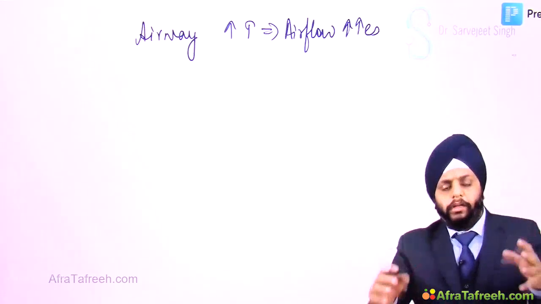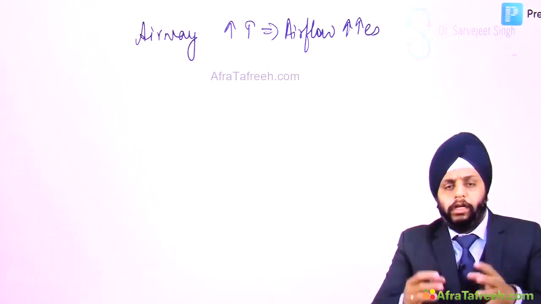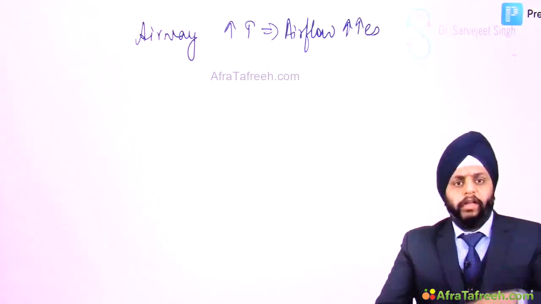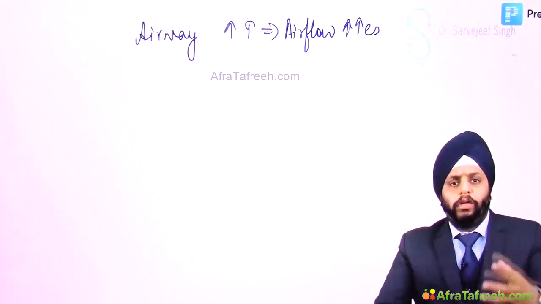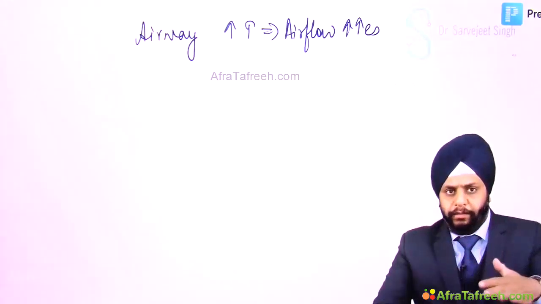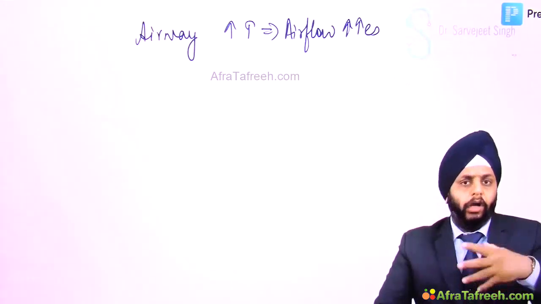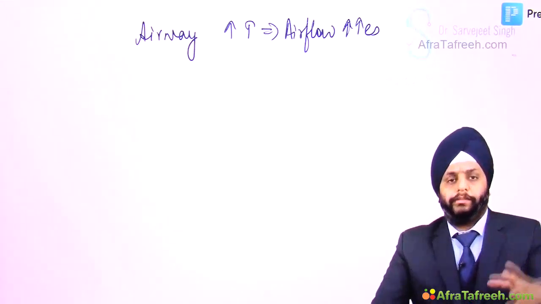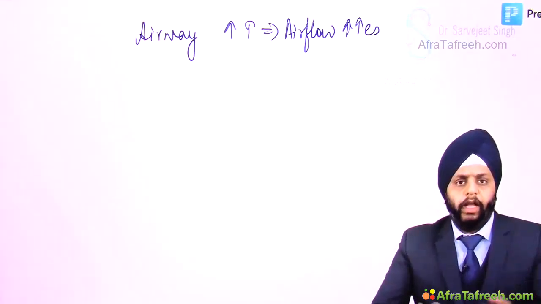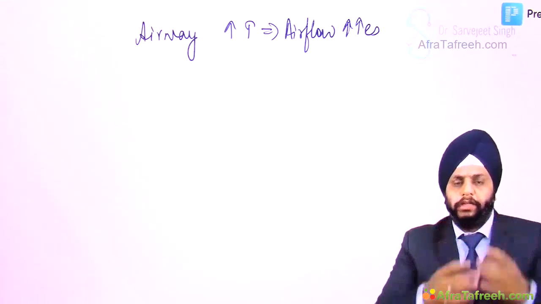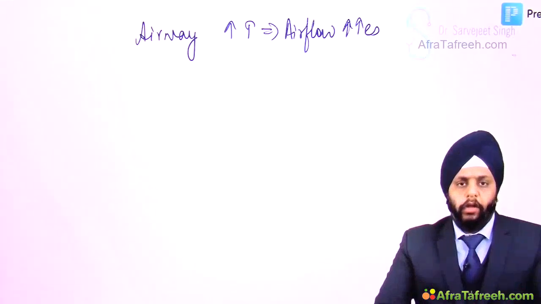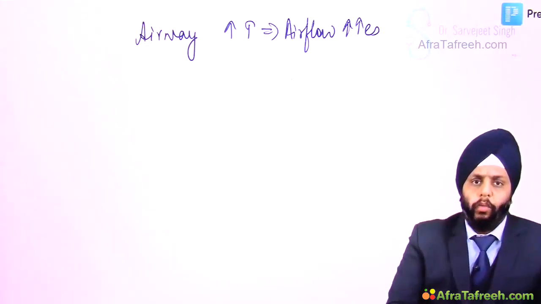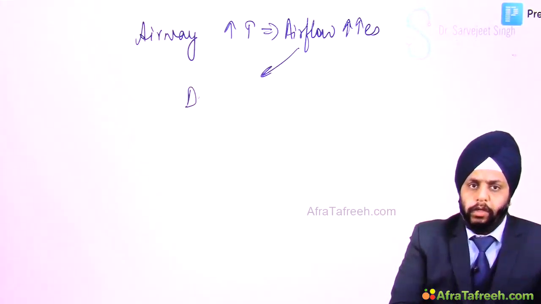But remember, the pseudostratified ciliated columnar epithelium has goblet cells. These goblet cells produce mucus, and the mucus keeps the mucosa moist. Now the epithelium is gone, and the goblet cells have also decreased. So what will happen? Mucus production has decreased. Airflow is increased and mucus production has decreased. What will it lead to? It will lead to dryness.